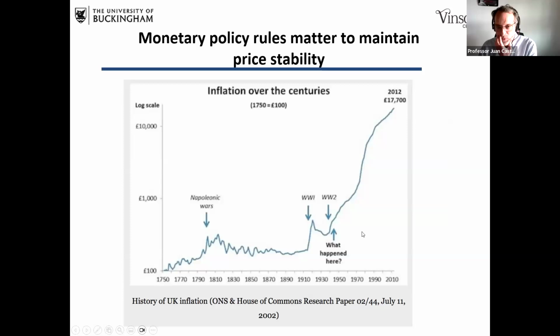Just a reminder on how important it is to limit the ability of central banks to produce money. Here you have the rate of growth of prices, inflation over the centuries in England, in a very long-term perspective, from 1750 all the way up to 2012. After the Napoleonic Wars, indeed inflationary. That's an extraordinary time. As I explained before, the government asked for support from the central bank to pay for the wars, and it was indeed inflationary.